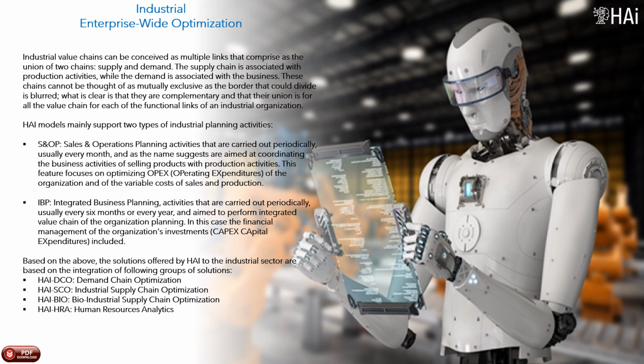The solutions offered by HI to the general industrial sector are based on the integration of the following groups of solutions. HI DCO, demand chain optimization. HI SCO, industrial supply chain optimization. HI bio-industrial supply chain optimization, and HI HRA, human resources analytics.